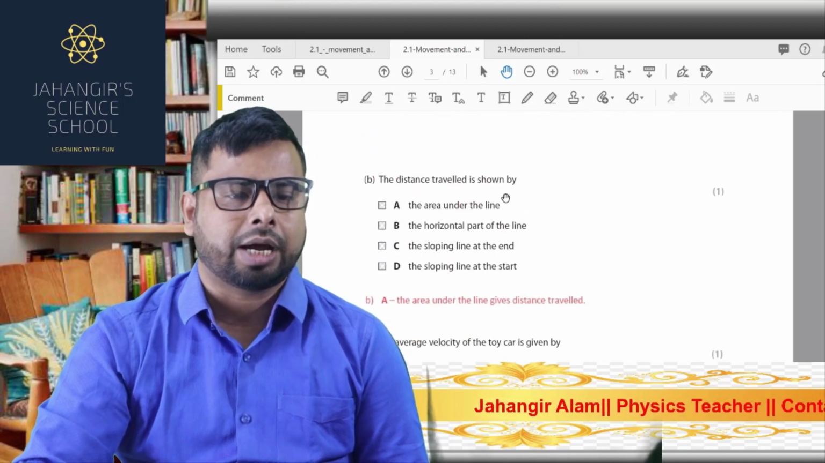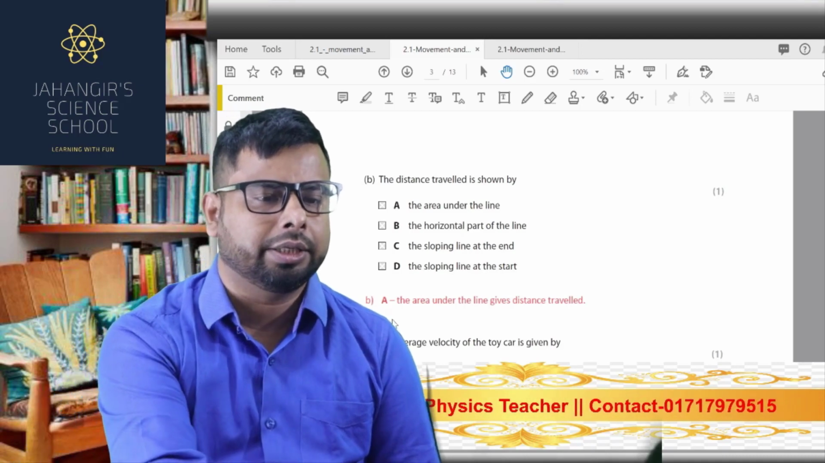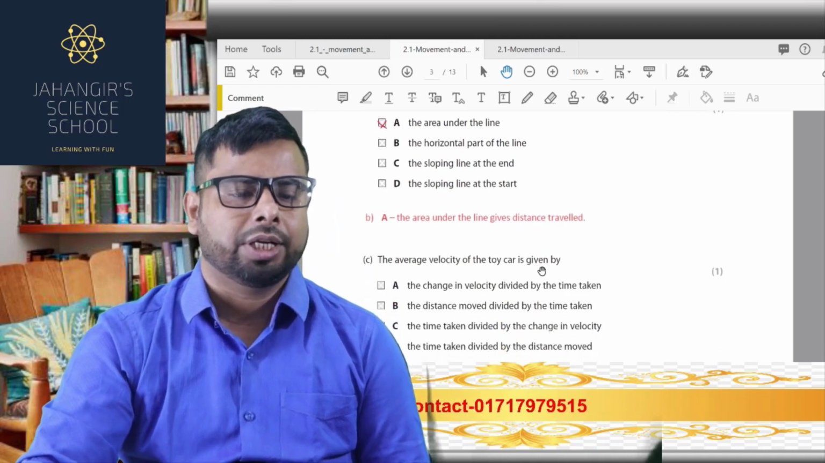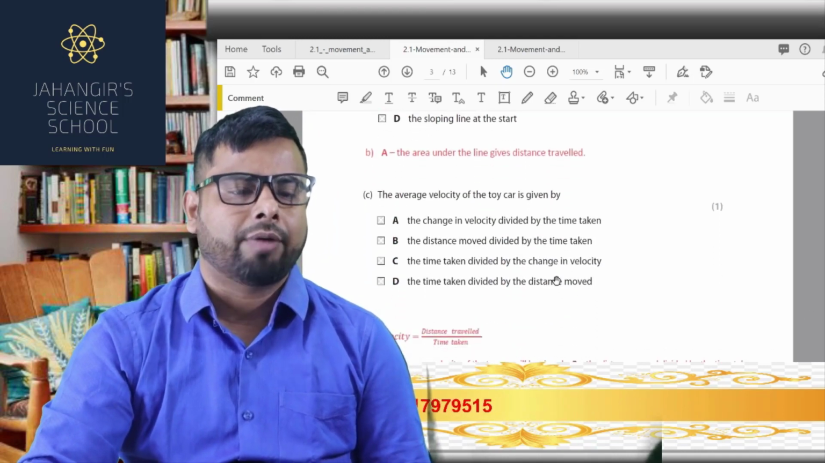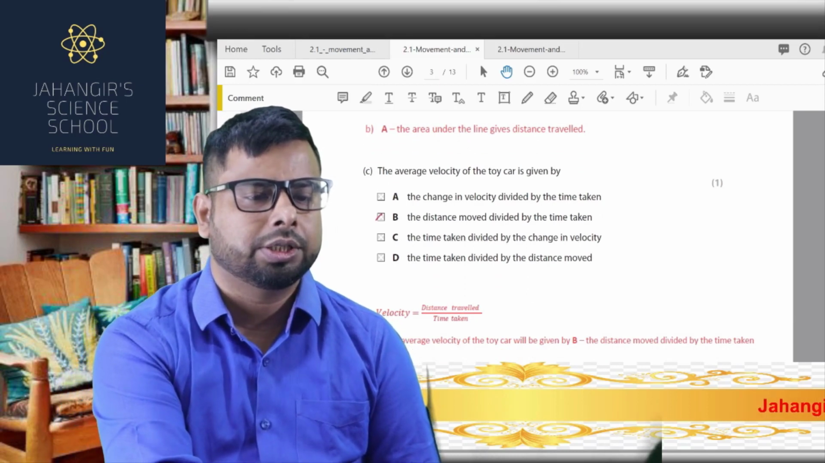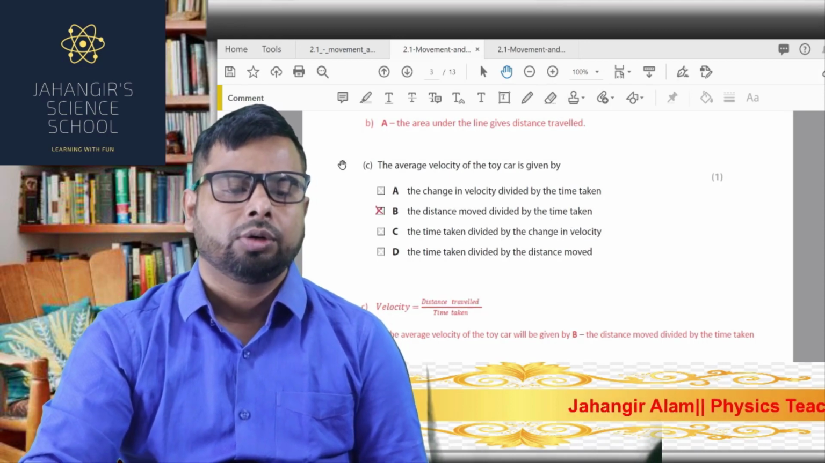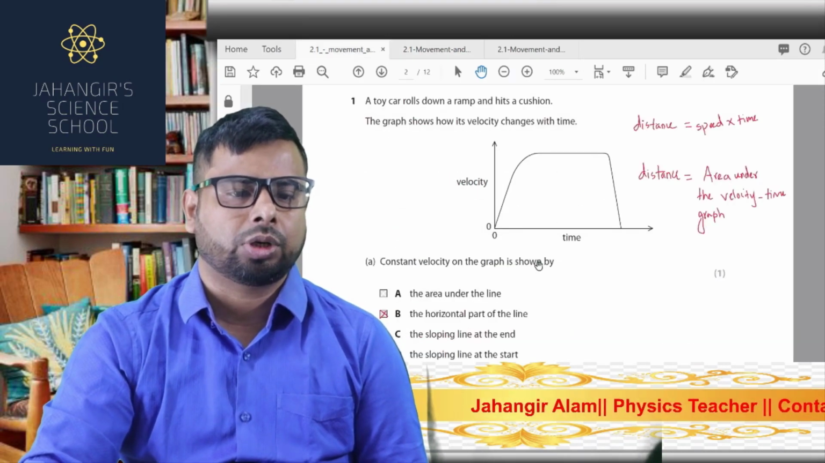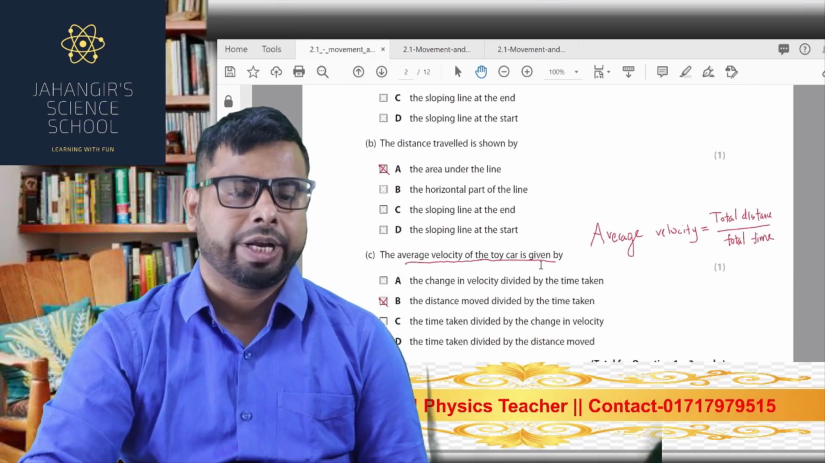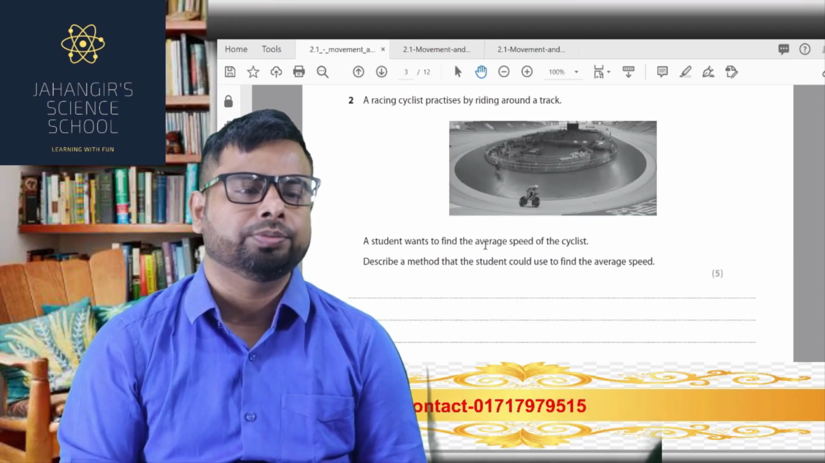Now distance travelled is shown by option A, area under the line. So distance travelled is the area under the line, and average velocity equals distance moved divided by time taken. Total for question 1 is 3 marks. Very basic question here.